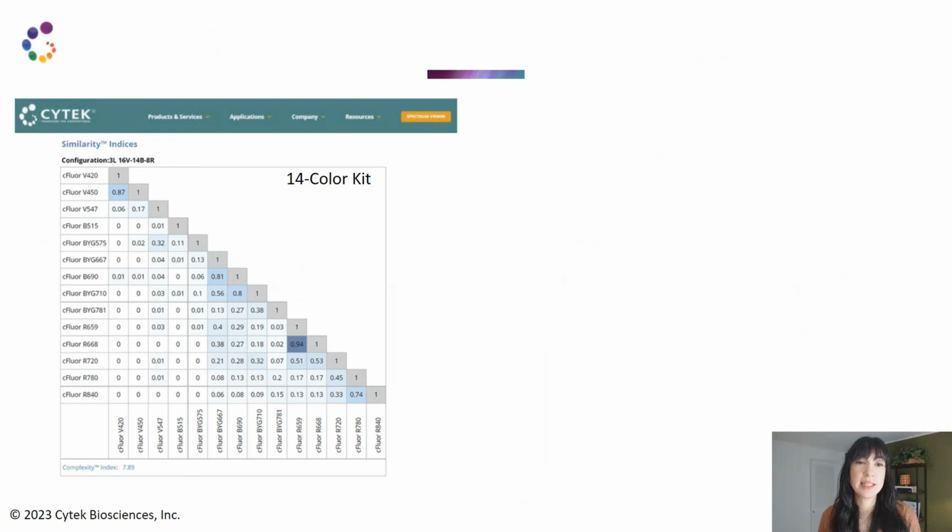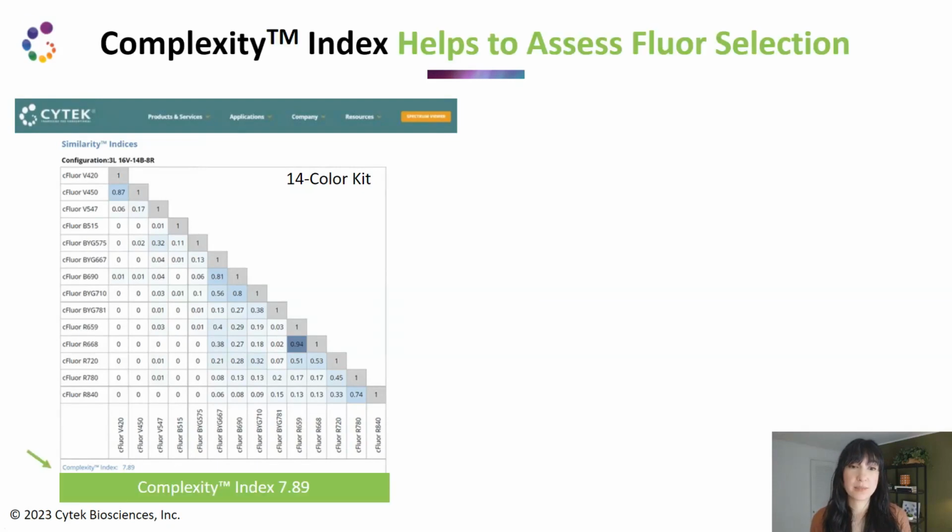Now for the similarity index, we typically show you in a grid like this. So that triangular shaped grid there has all the similarity indices inside of it. But you may want to think about a different metric. So what about all of the colors combined together? The similarity index only compares 2 fluorochromes. So in this example, we have 14 colors. And if we look overall, we have a complexity index, a different metric that will describe all 14 of them combined. And in this case, it's 7.89.